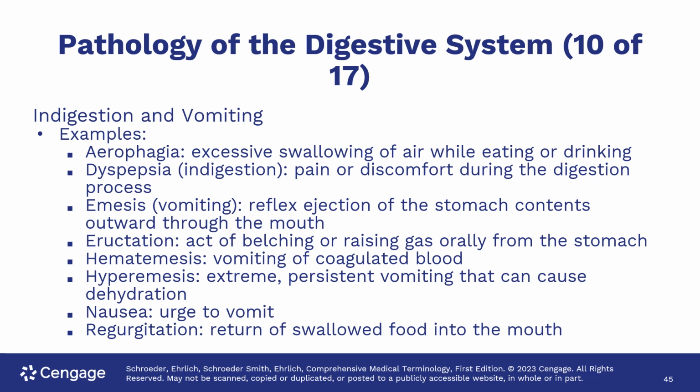Indigestion and vomiting are signs of pathology of the digestive system. Emesis is vomiting, so hyper means excessive. So hyperemesis means excessive vomiting. Heme is blood, right? So hematemesis is bloody throw up. Eructation is burping. Not sure how pathological that is. Aero is air and phage is to eat. So aerophagia is swallowing a lot of air when eating or drinking.